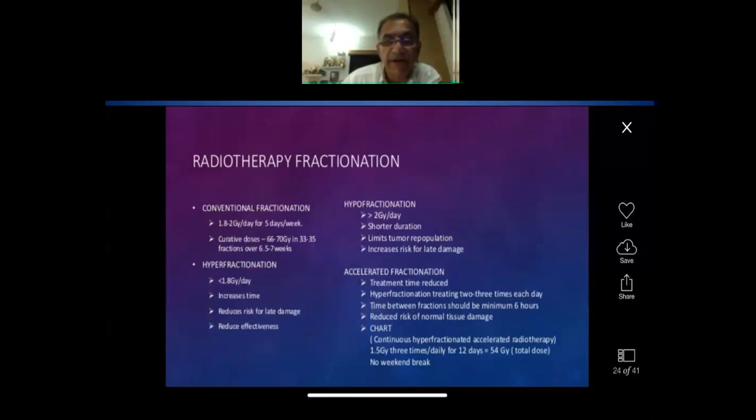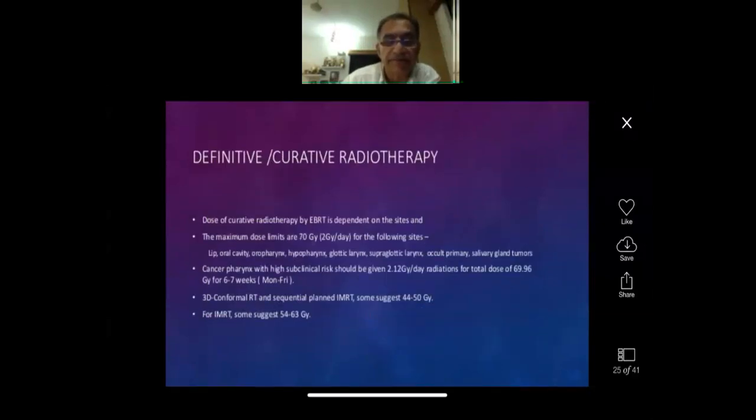I won't go back into the fractionation again. So in this slide, I wanted to point out that earlier I had mentioned 60 gray conventional fractionation, 2 gray per day, 5 days a week for 6 weeks, which is what we practiced for many years.